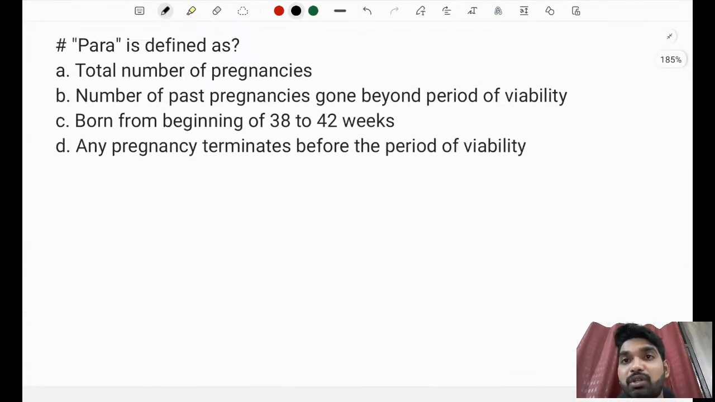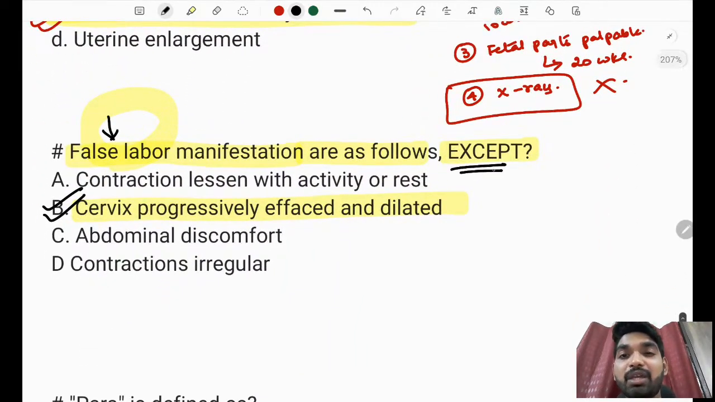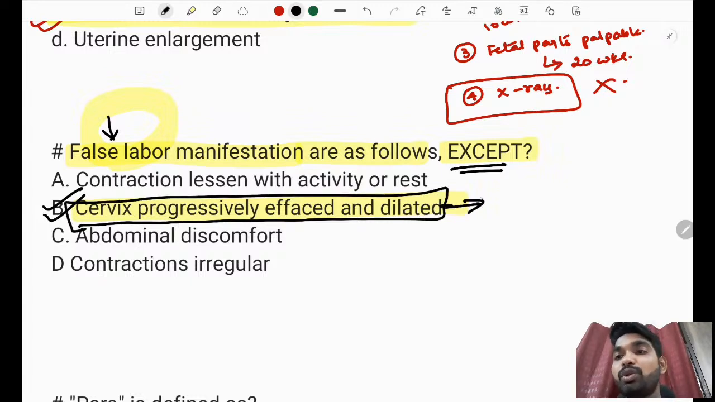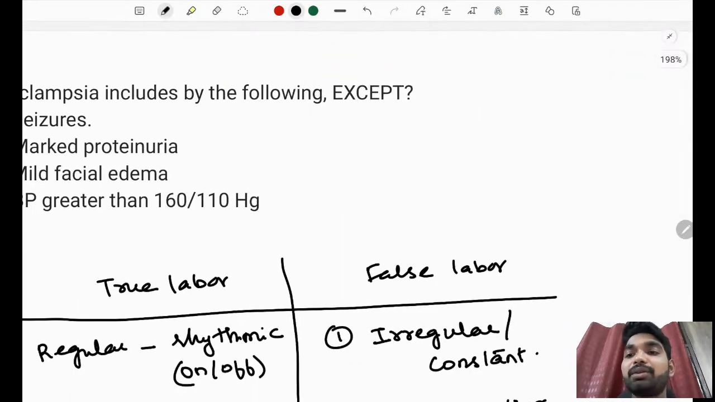So now see the question, now see the options here. False labor manifestations are as follows, except: cervical effacement and dilatation, I told you, you will see this in true labor. Remaining everything: with contractions, when you ask the mother to lessen activity and give rest, obviously the pain will go down. Abdominal discomfort will be there in both true labor and false labor. Contractions are irregular in false labor. All this I have told you right here.